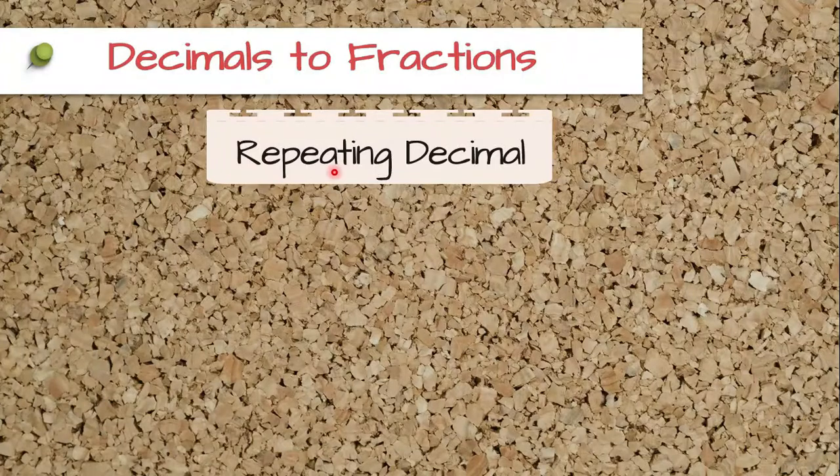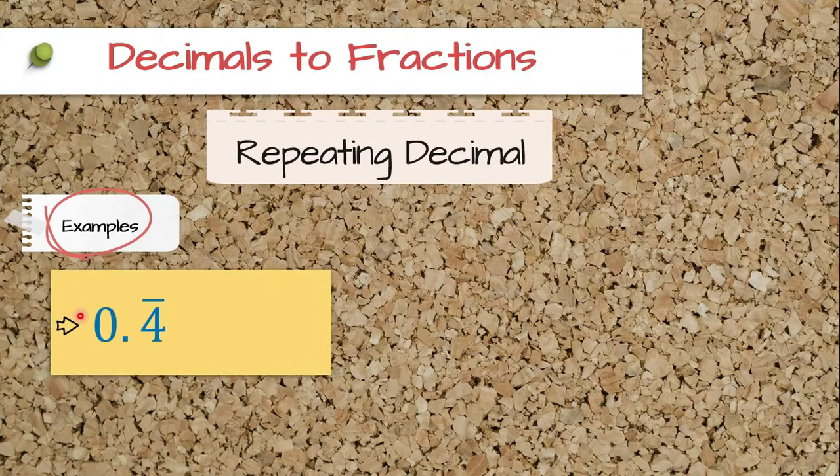Next is for repeating decimal. Example, 0.4 bar. In this case, you're going to write 9 for a repeating decimal. So this is a shortcut. Just write 9 in your denominator. And then copy your digit right after your decimal point. And then just lowest term if you need to do it. Since in this case, you cannot change it into lowest term, therefore that will be your final answer. So 0.4 bar is equal to 4/9.